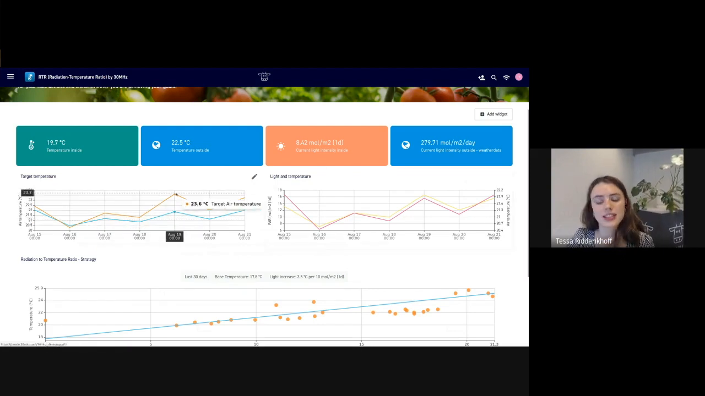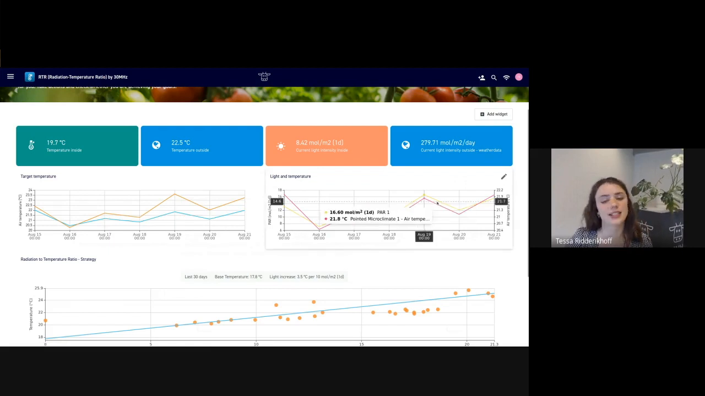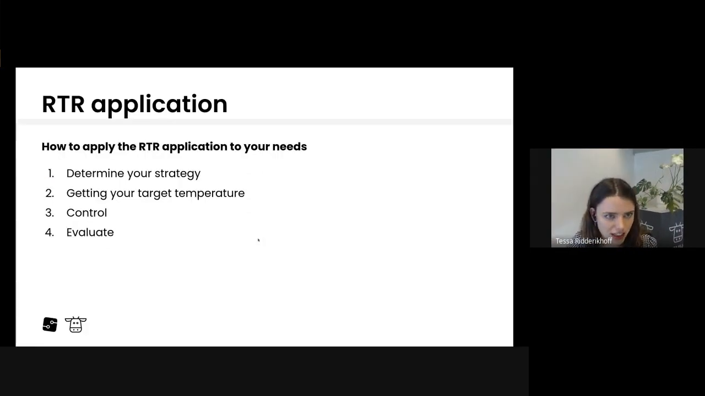So if you see, hey, there's a big discrepancy between my target temperature and my realized temperature in the greenhouse, you can take a look at the light and temperature data and see what's wrong, see, for example, if your light was higher than expected, or maybe your temperature was lower than expected. Now we've seen the RTR application, let's go over the 4 steps of using the application to its full potential.